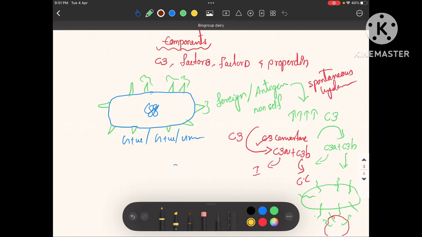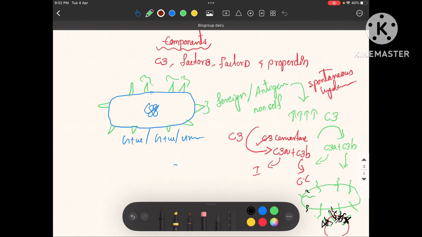But we know that the mammalian cell surface, our own cell surface, carries a high amount of sialic acid. So if our own cells get inserted with C3b, there is no problem, and it won't destroy our own cells, because the sialic acid will inactivate the bound C3b. But in bacteria, viruses and other pathogens, the level of sialic acid is very minimal, very low.